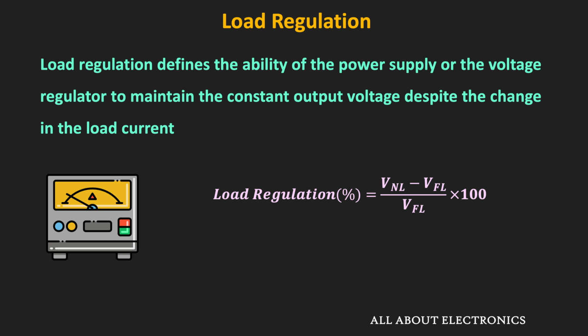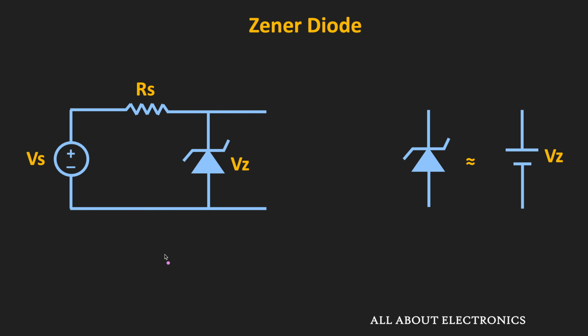Now let us take some examples based on the line regulation and the load regulation. During our examples, we will take the Zener diode as the voltage regulator. In the earlier videos also, we have solved many examples based on the Zener diode, and during those examples, we replaced the Zener diode by its Zener voltage. So far, we have assumed that the Zener resistance of the Zener diode is 0.